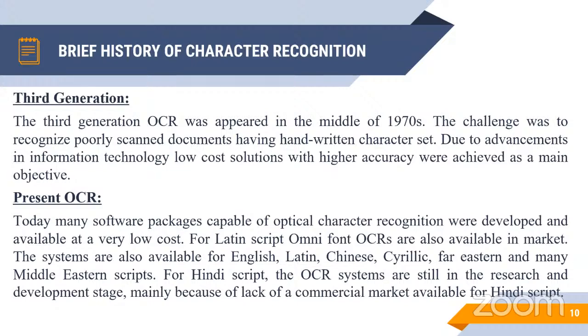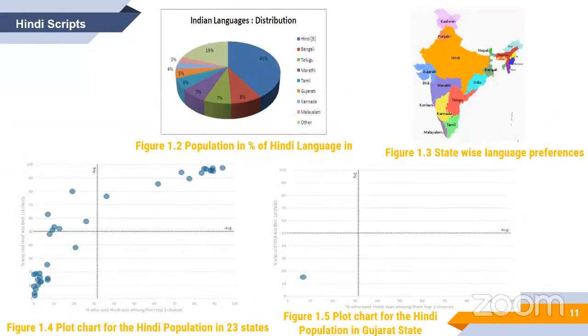So after the literature review, it was identified that many researchers are doing research on the Hindi script. That's why we chose the topic of today's webinar, Hindi handwritten characters. So why Hindi? Why the Hindi language? Because there are many languages available. As per the literature review, in figure 1.2, the population of Hindi is 41%.